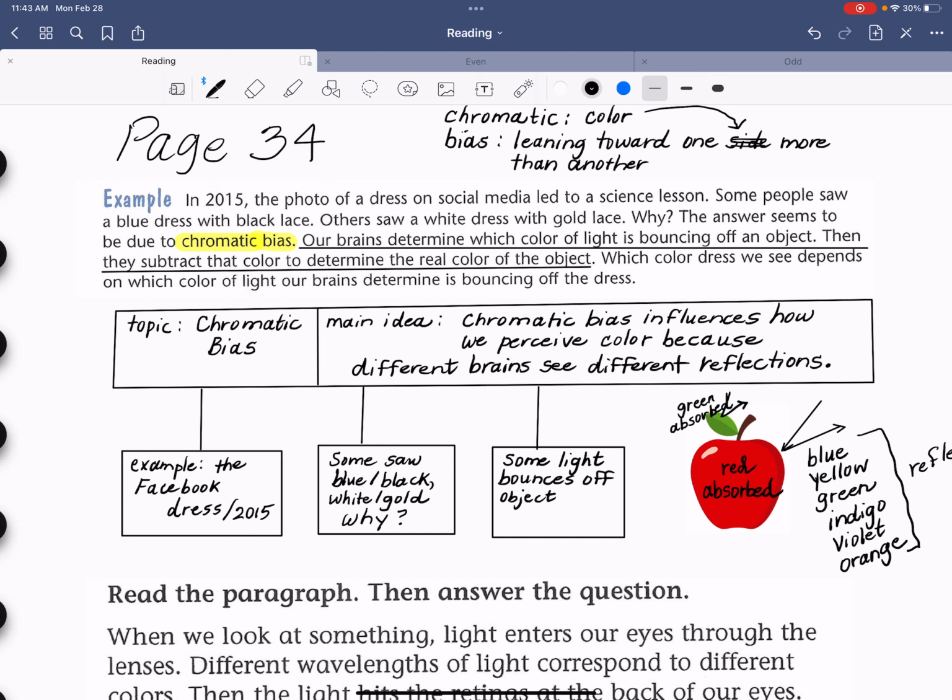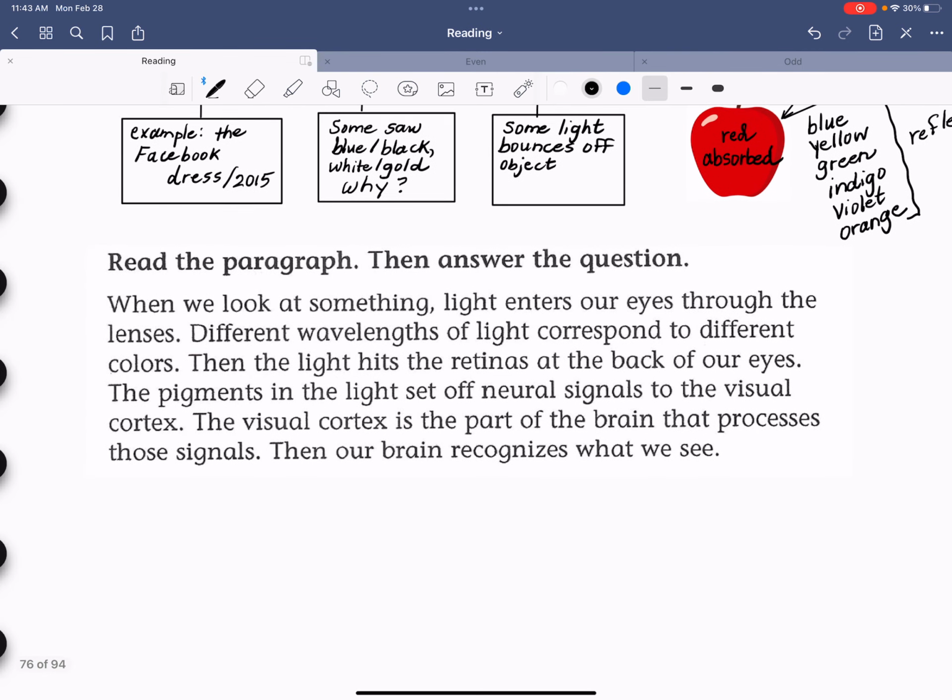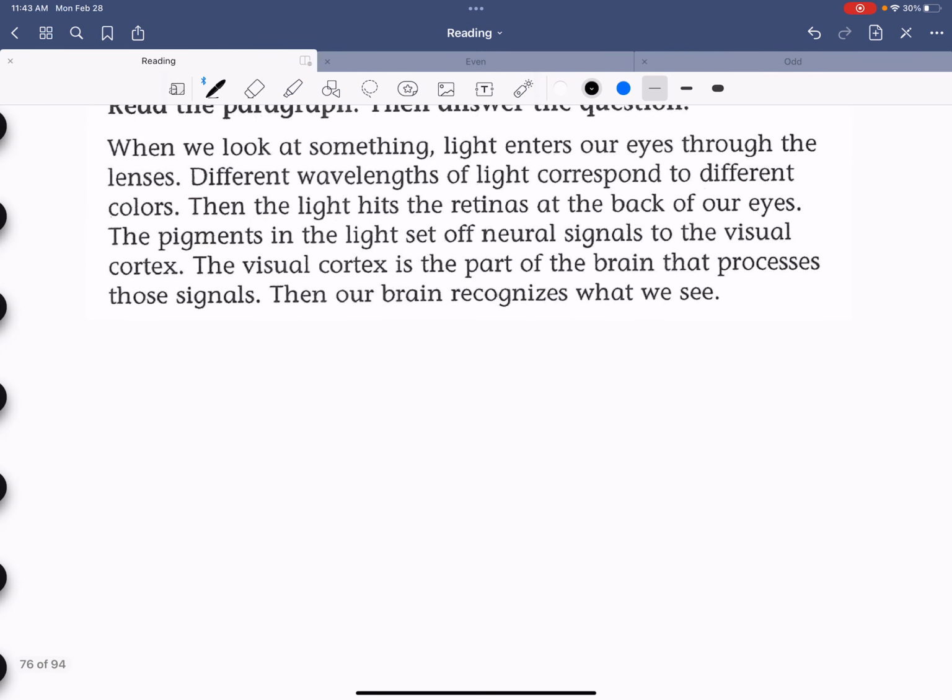Okay, let's go on down to the bottom of this page and learn a little more about this subject. When we look at something, light enters our eyes through the lenses. Different wavelengths of light correspond to different colors. Then the light hits the retinas at the back of our eyes. The pigments in the light set off neural signals to the visual cortex. The visual cortex is the part of the brain that processes those signals. Then our brain recognizes what we see.